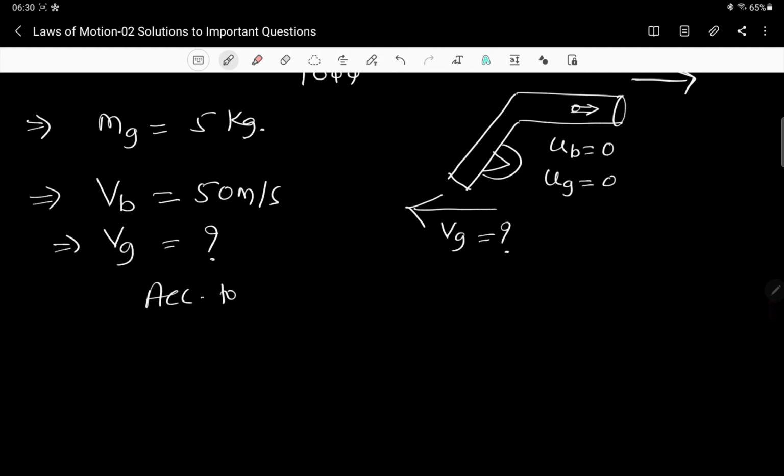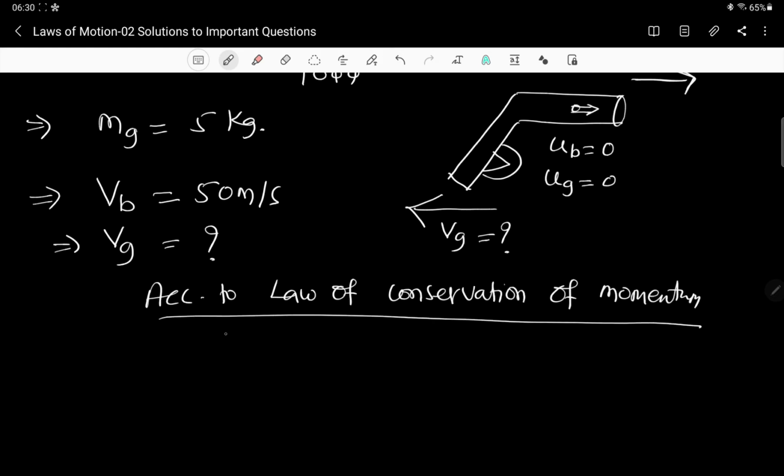According to the law of conservation of momentum, what are we going to say? We are going to say the sum of momentum before collision. So what is the momentum of the bullet before the collision? Mass of the bullet into initial velocity of the bullet, plus what is the momentum of the gun? Mass of the gun into initial velocity of the gun.